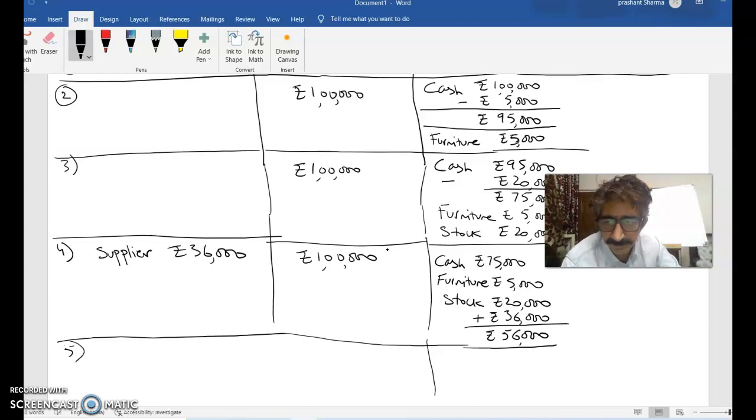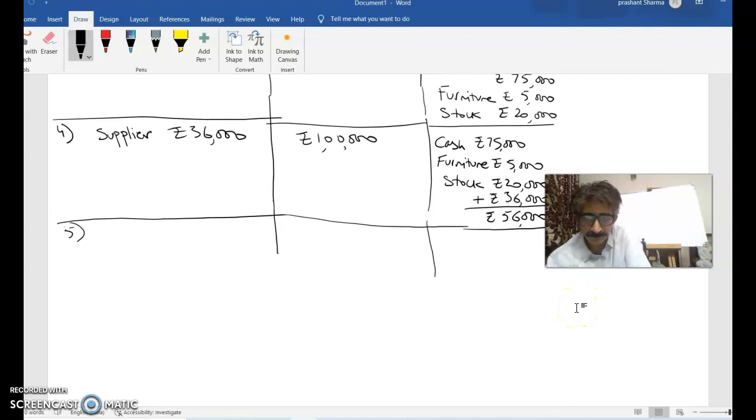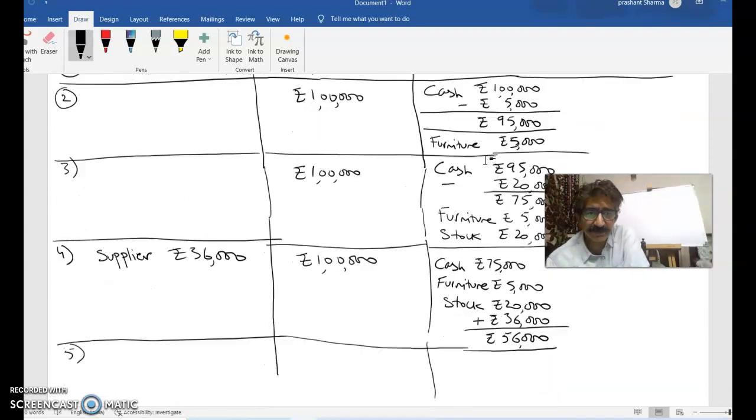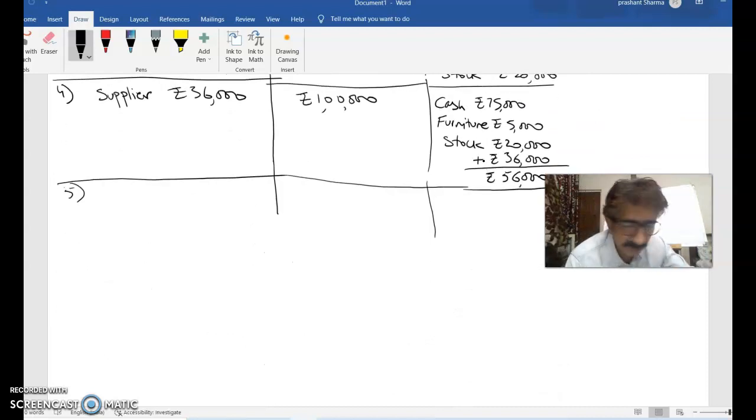Fifth one. Let's read the fifth transaction. Paid for rent 700. Shop must be on rent actually. So remember, expenses, rent we are paying for the shop. Okay. So expenses will always be deducted from the capital. Rent paid.